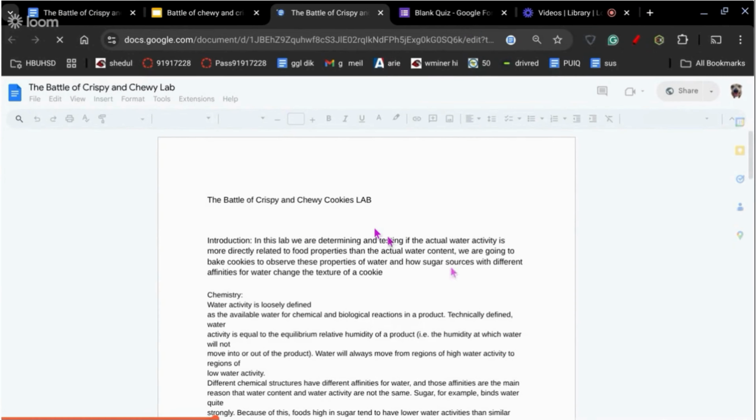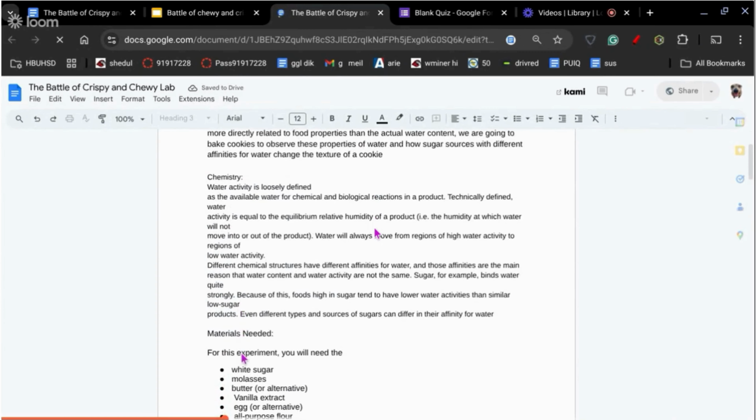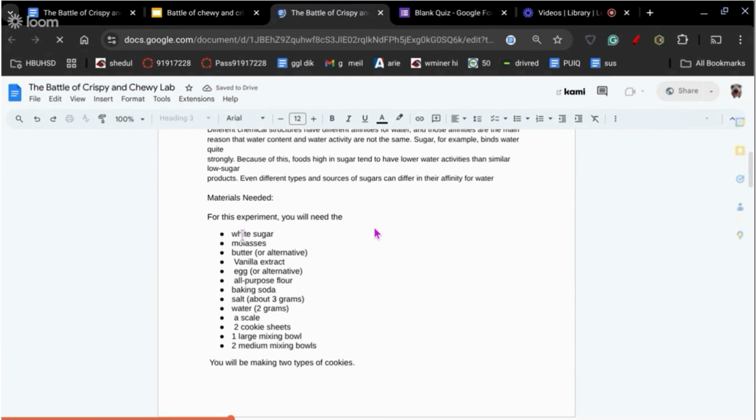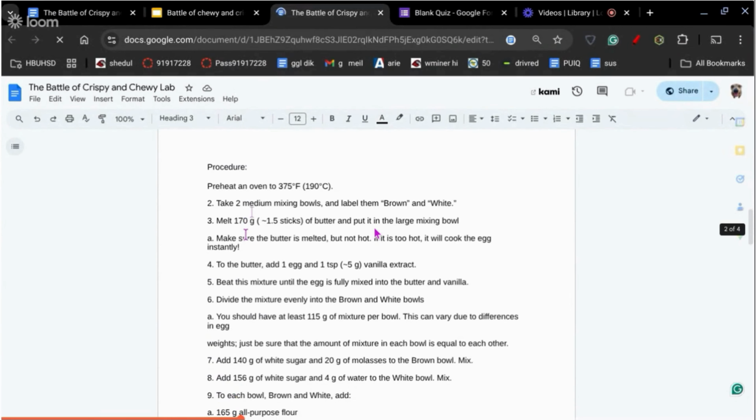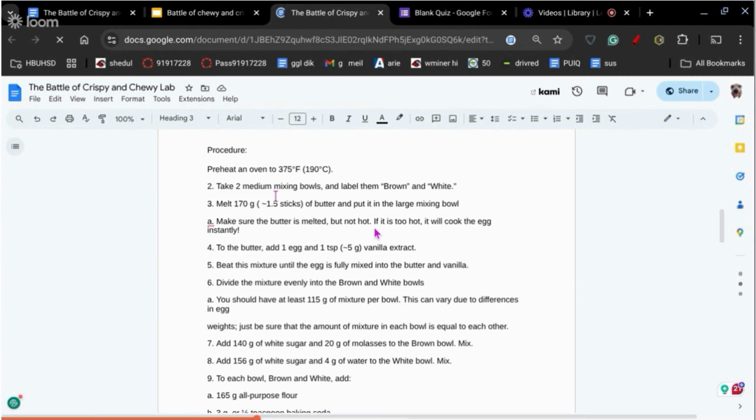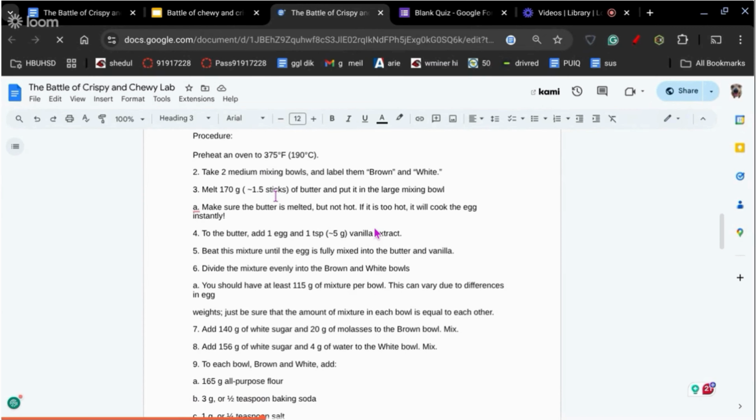Here we have our lab format with introduction, chemistry, the materials needed, and our procedure. First off, we preheated an oven to 375 degrees Fahrenheit. Next, we take 2 medium mixing bowls and label them brown and white.